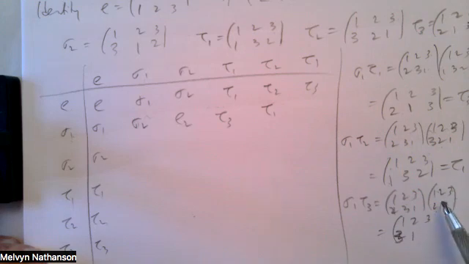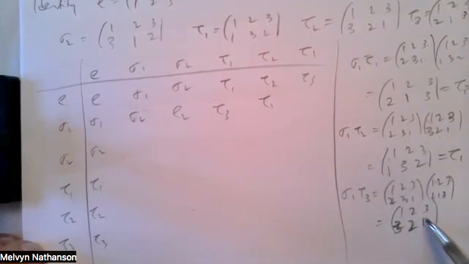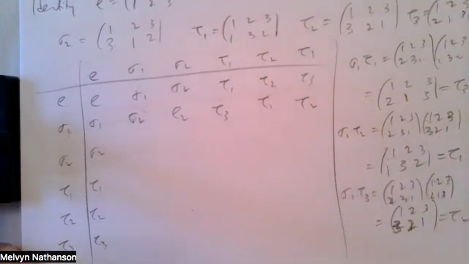Oops. Let me do this again. 3 goes to 3. 1 to 2, and 2 goes to 3. So 1 ends up at 3. 2 goes to 1, goes to 2, so 2 stays at 2. 3 goes to 3, goes to 1. So this permutation fixes 2 and interchanges 1 and 3, so that's tau 2. Okay. Let's do a few more.